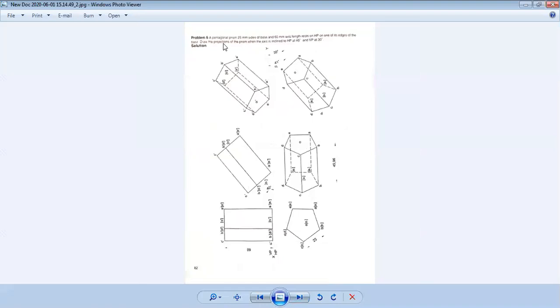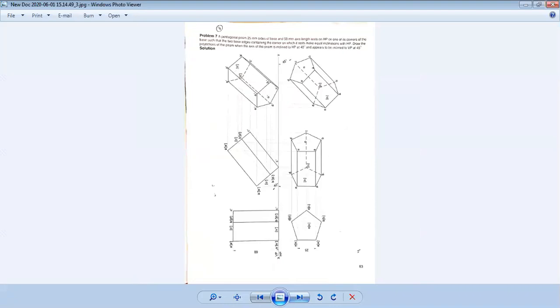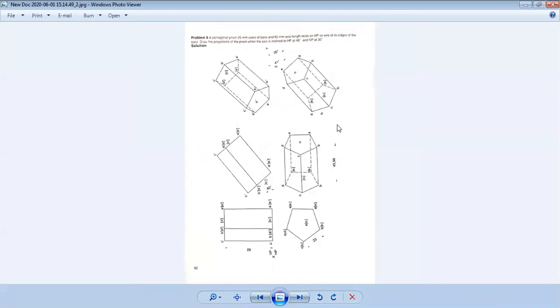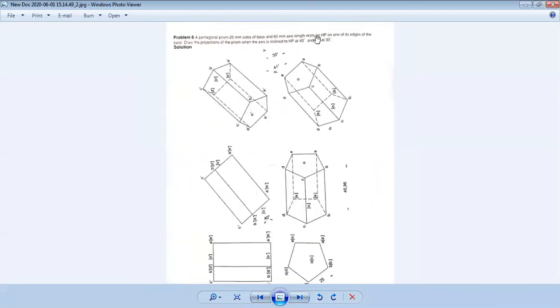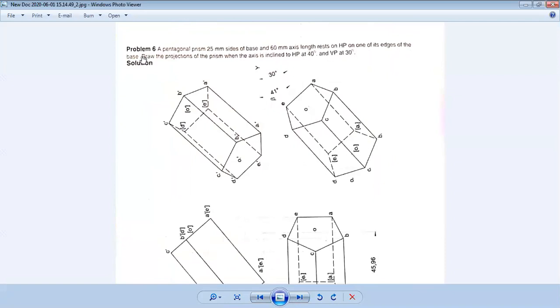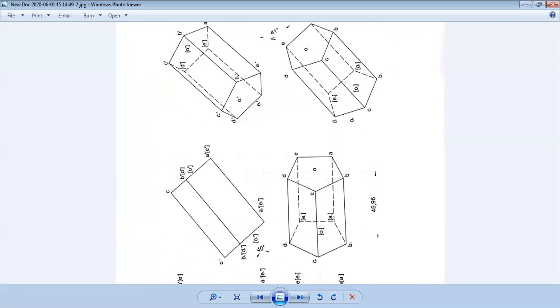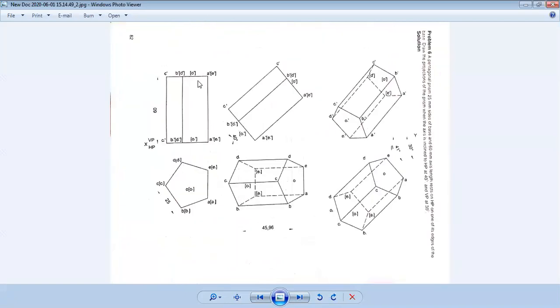in the next problem. They have given like this. A pentagonal prism of 25 mm side, 60 mm axis length, rests on HP on one of its edges of the base, resting on one of the edges of the base, like this. Okay, one of the edges of the base. Draw the projection of the prism when the axis is inclined to HP. Here, axis turned 40 degree to VP, that means same axis is inclined.